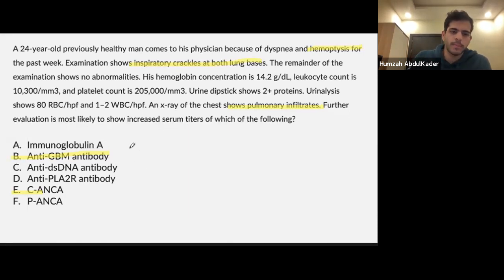Okay, no questions. Yeah. So when it comes to Wegener's, you want to be looking for nasopharyngeal involvement, lung involvement, and renal involvement. Okay, I'll look for all 3 of them.